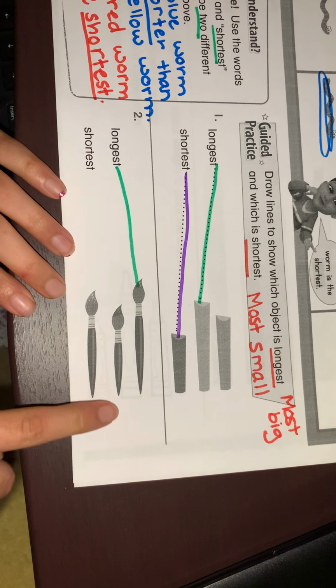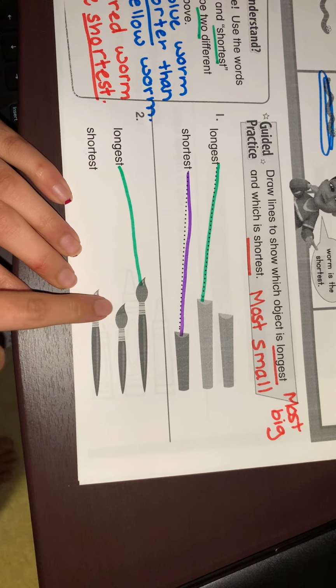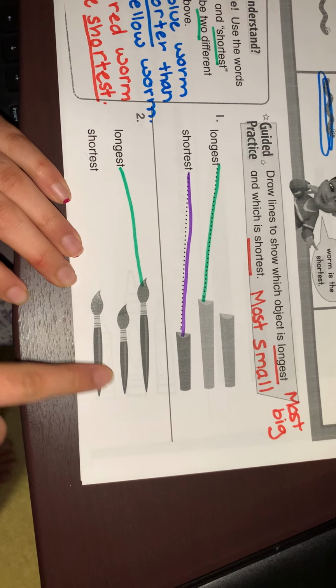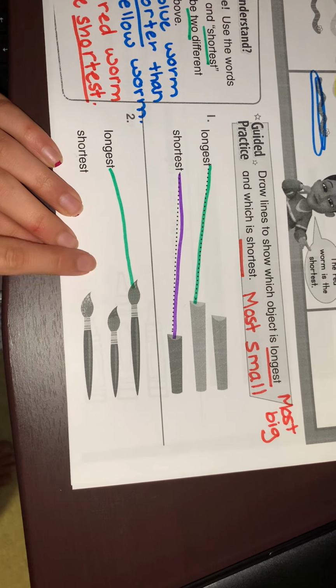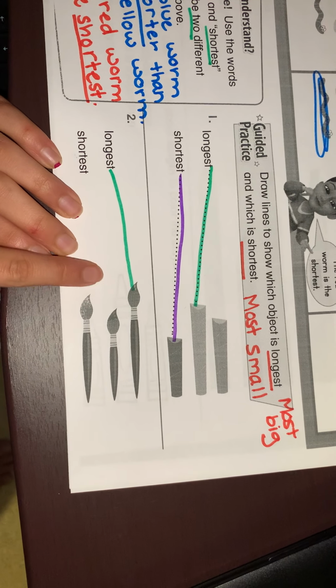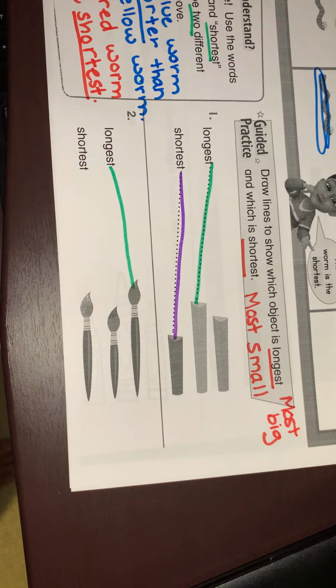Now let's see which one's the shortest out of these two. 1 or 2. Number 1 is shorter because this paintbrush right here has a couple more brushes coming out up front.